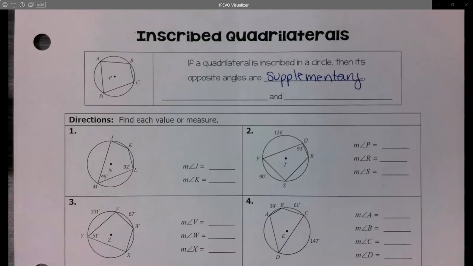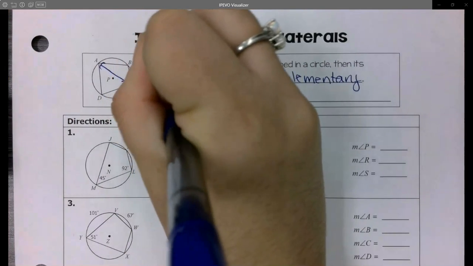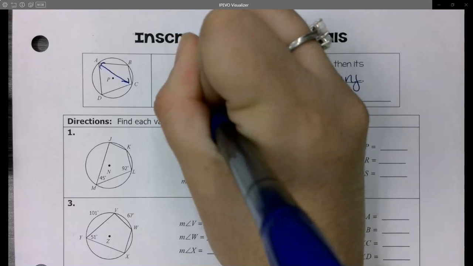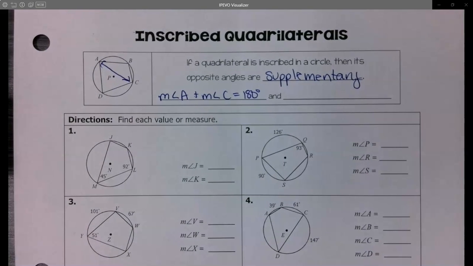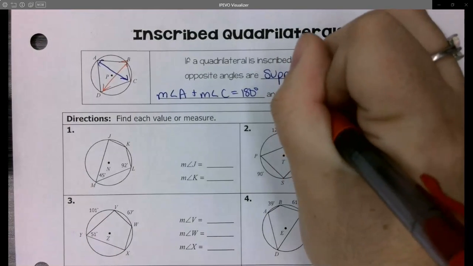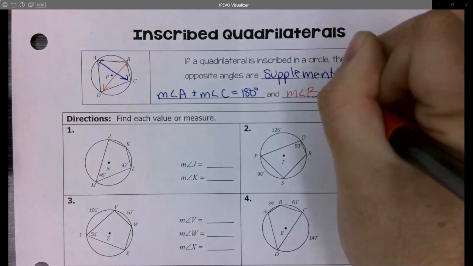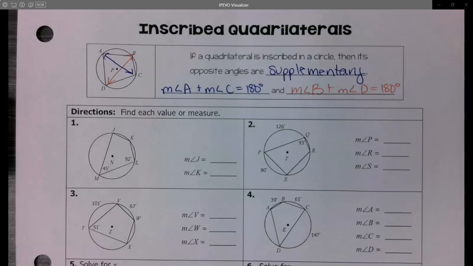So if I take a look at this, these two angles are across from each other. So the measure of angle A added to the measure of angle C will equal 180 degrees. And these two are opposite each other. So the measure of angle B plus the measure of angle D will equal 180 degrees.